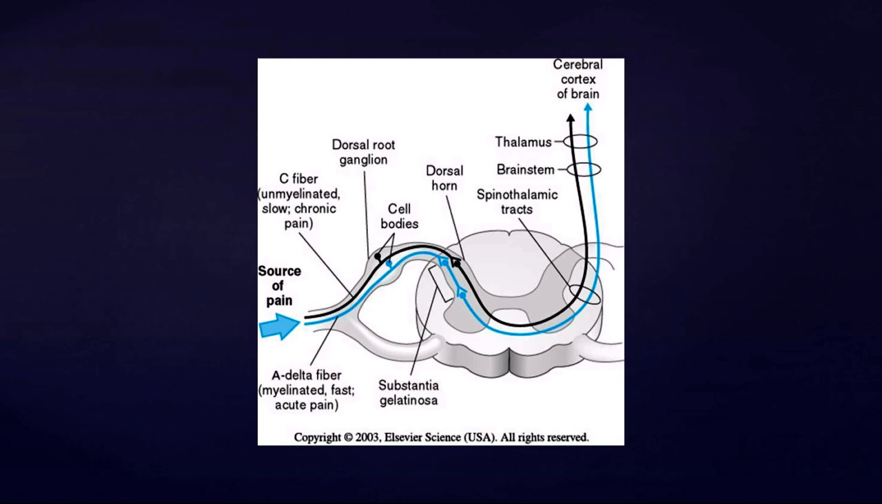So we've got A delta fibers coming in there. We've got C fibers. We've also got A betas, even though they're not in this diagram. The cell bodies of those sensory neurons are in the dorsal root ganglion. They synapse with the second order neurons in the dorsal horn of the spinal cord, and then they go up the spinal cord to the brain.